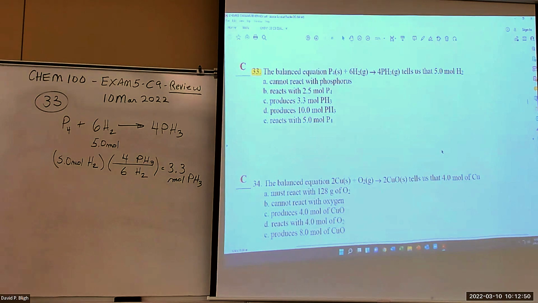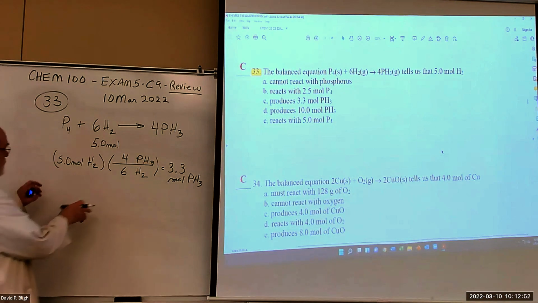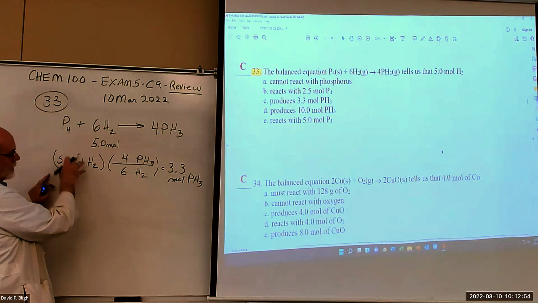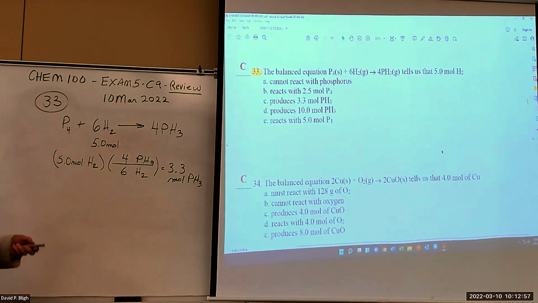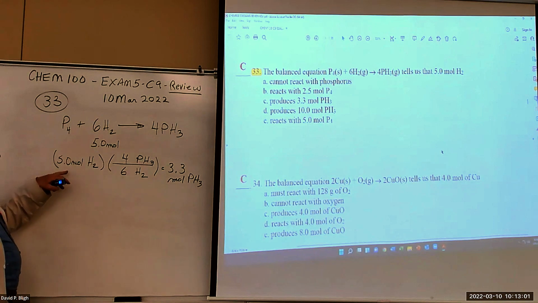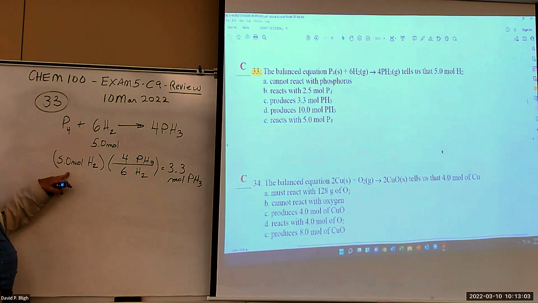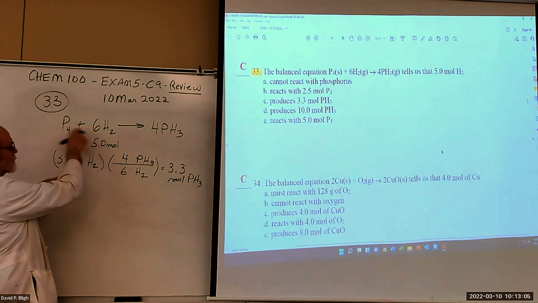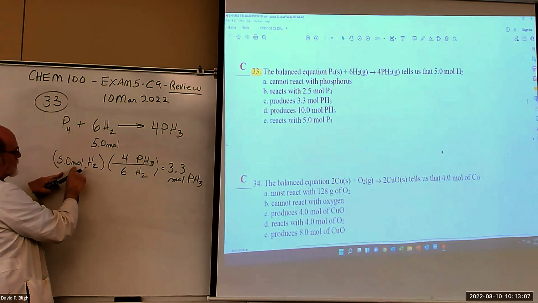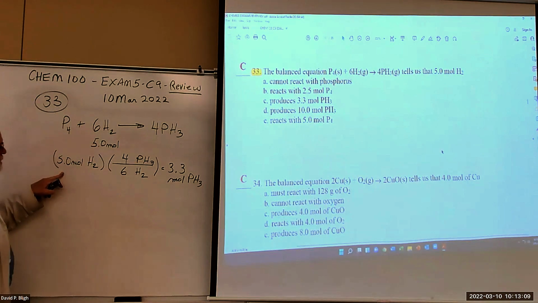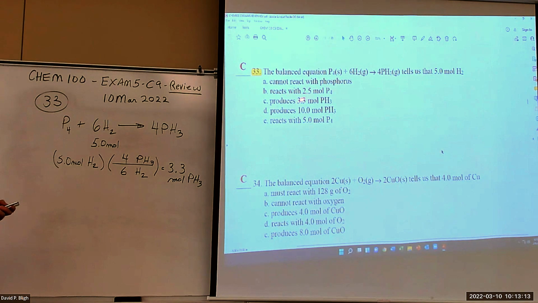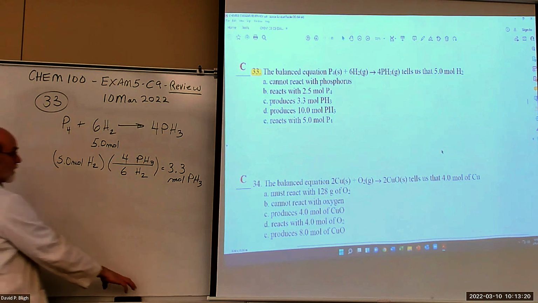We can stop there. What I was going to do is say, how much P4 would be required? Because P4 is a possible answer, but the ratio is 6:1. So 6 divided into this would be less than 1, and that can't possibly be the right answer. That can't be the right answer either. Too big. So we got our answer.